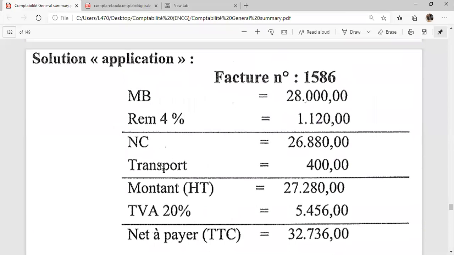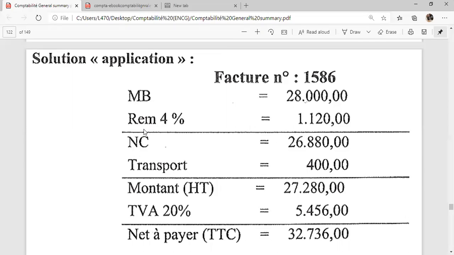Voilà, c'est ça. I'm just drawing onto the calculations quickly. We have the montant brut as 28,000, and we have the remise as 4%, which is 1,120. And the difference between those two gives us the net commercial.